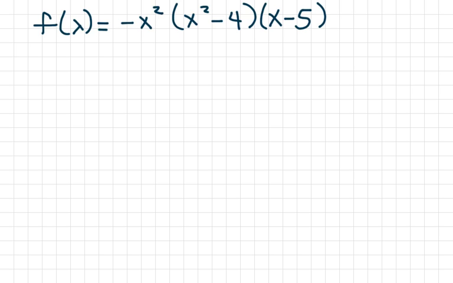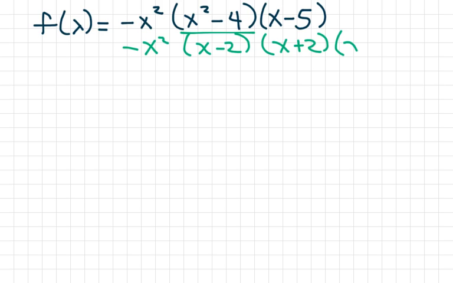Now let's analyze this. First of all, I know I can kind of rewrite this part a little bit, so I want to rewrite that again. We have negative x squared, x minus 2, x plus 2 times x minus 5. Now how many x's do we have? We have two here, so that's 2, 3, 4, 5. So the power function is y equals x to the fifth. And we know what that looks like, but our a is negative.